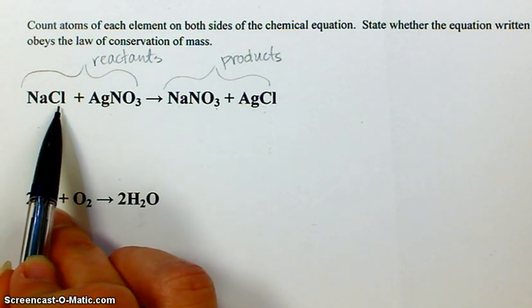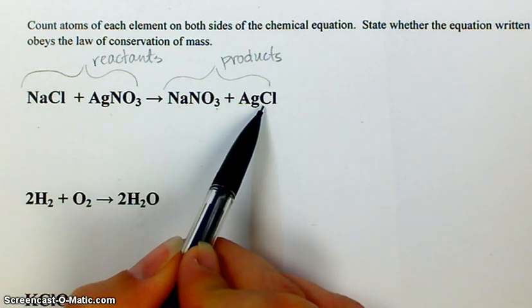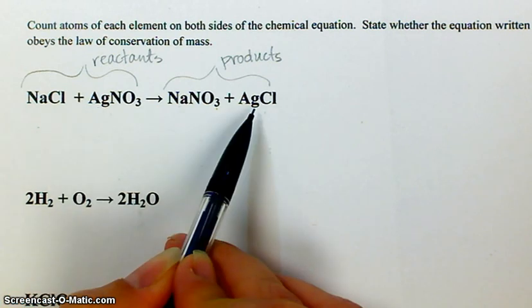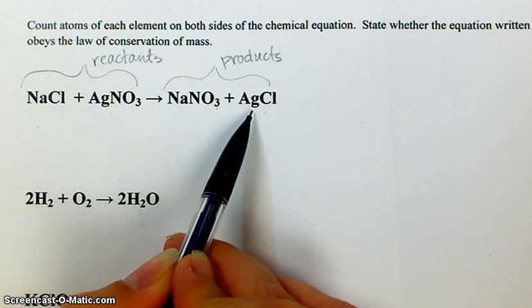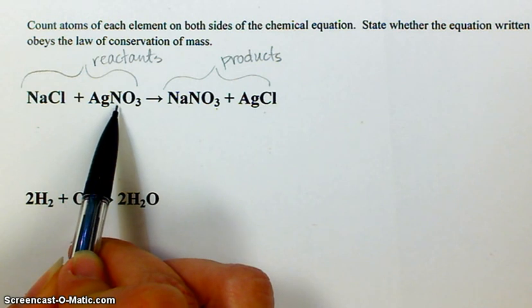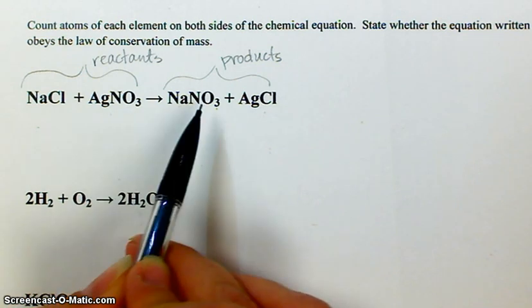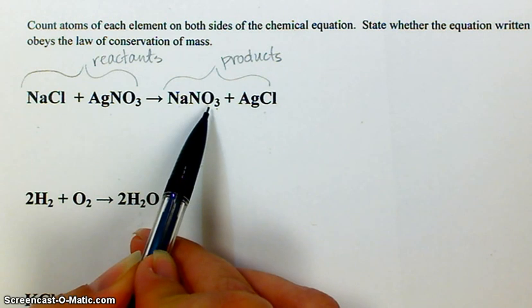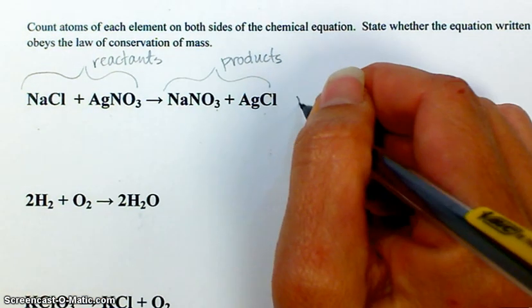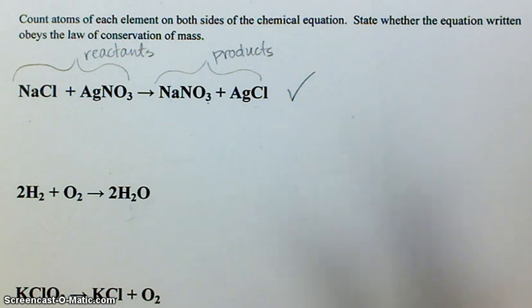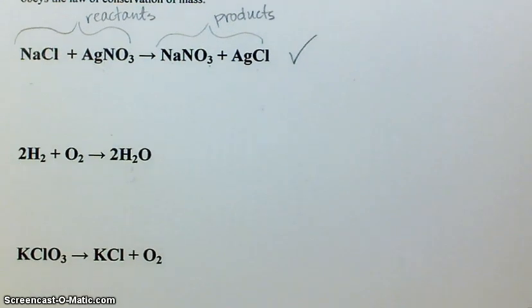Okay, I have 1 chlorine here and only 1 chlorine here. So I'm good so far. 1 silver and only 1 silver on the product side. 1 nitrogen on the reactant side, 1 nitrogen on the product side. 3 oxygens on the reactant side, 3 oxygens on the product side. So everything is the same on both sides. This one is balanced, and so it follows the law of conservation of mass, which says you can't just like create or destroy matter. Okay.